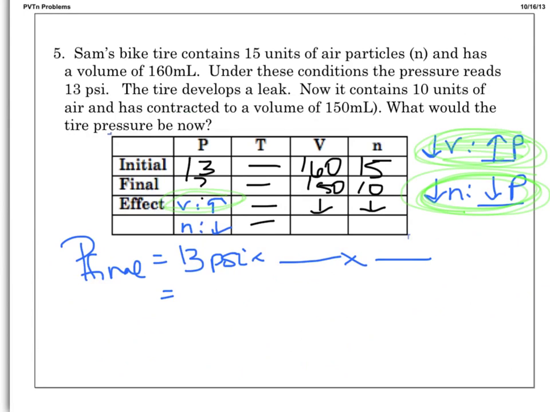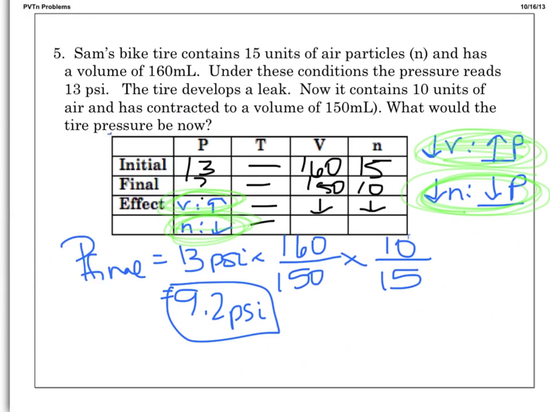So what I have here drawn is 2 boxes. One is that the volume is going to make the pressure go up, and one is that the amount is going to make the pressure go down. So now we need to solve for this by plugging in those values. We want the volume to cause the pressure to go up, so we need the bigger number on top and the smaller number on the bottom. We want the amount to make the pressure go down. To make it go down, we need the smaller number on top and the bigger number on the bottom. And so our final answer is 9.2 psi.